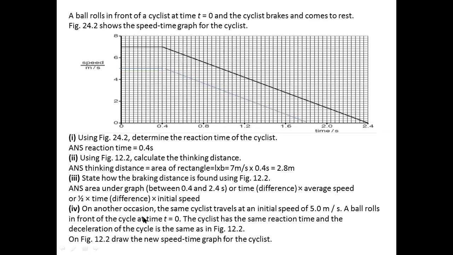Okay, next, the same cyclist travels at an initial speed of 5 meters per second. This time the graph is not going to start from 7, it is going to start from 5 meters per second. A ball rolls in front of the cycle, and the cyclist has the same reaction time and deceleration of the cycle as for the first case. Draw the new speed time graph for the cyclist. So what we have to show: we're not going to start the graph from 7 meters per second. It will start from where? 5 meters per second. And then we have to show deceleration, right?